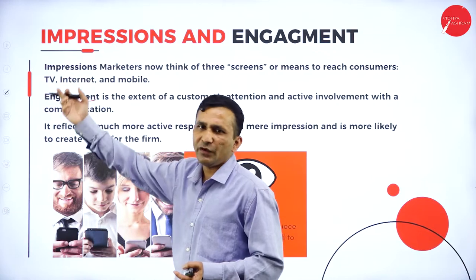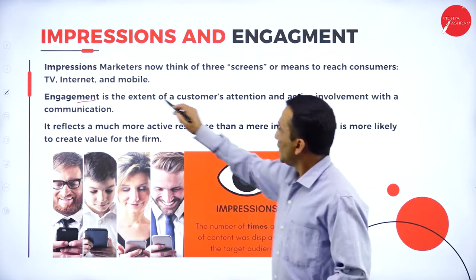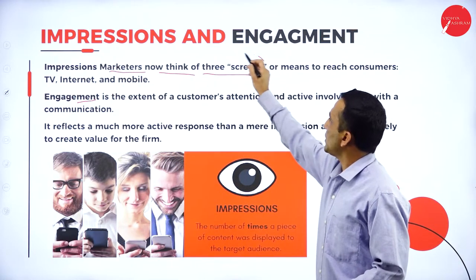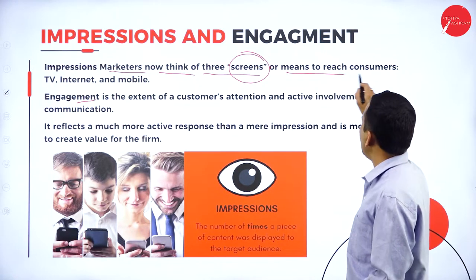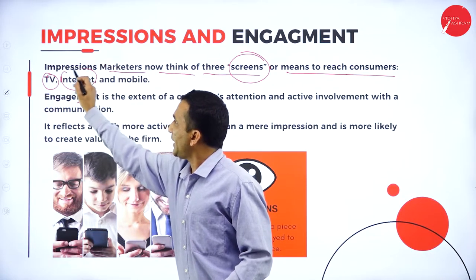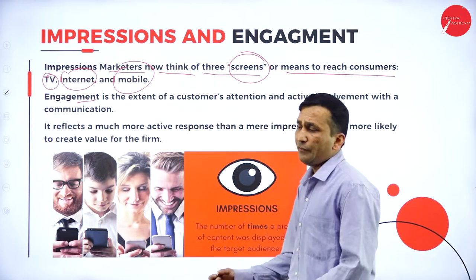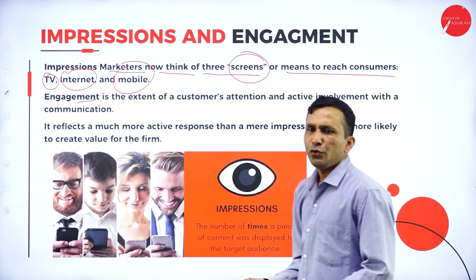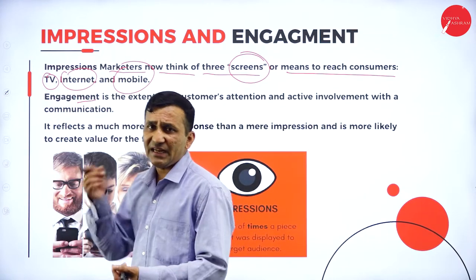Now, how are impressions created? There are three screens required here. Marketers now think of three screens. What kind of three screens are available? It means reaching the consumer through either TV, internet, or mobile. Any one screen you can take as an example. When you are watching something, a message comes up, and you become very curious and engaged.